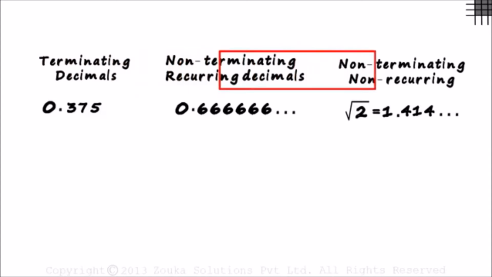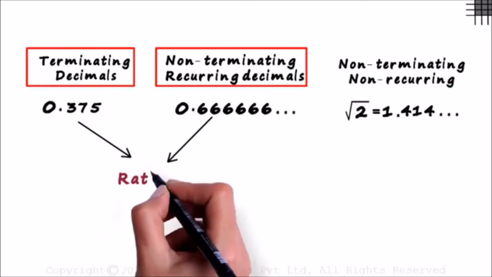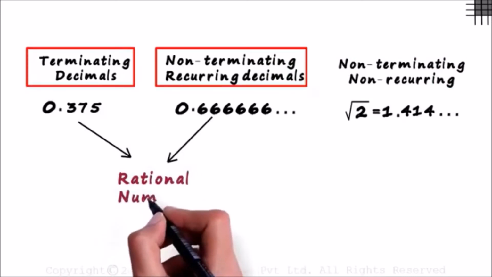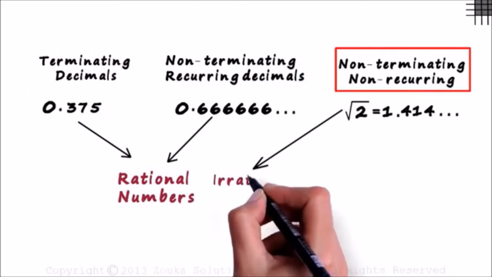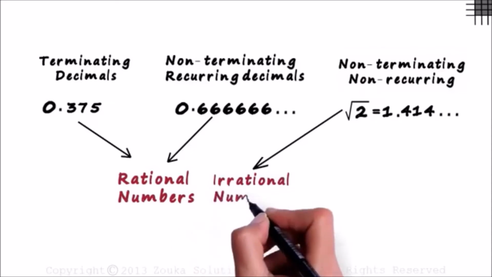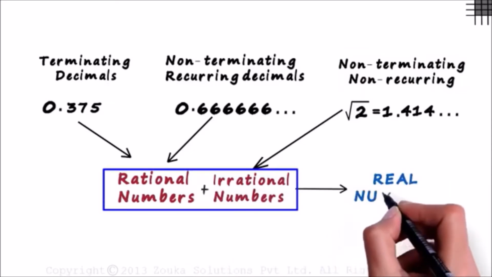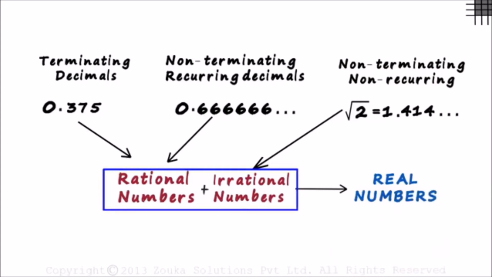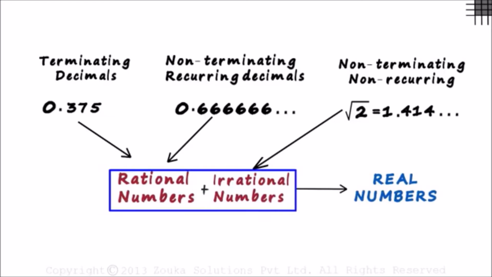decimals, non-terminating, non-recurring decimals. The first two categories together are called rational numbers, and the numbers in the third category are called irrational numbers. These two categories together form real numbers. This is the other definition of real numbers. Rational numbers and irrational numbers together form real numbers.